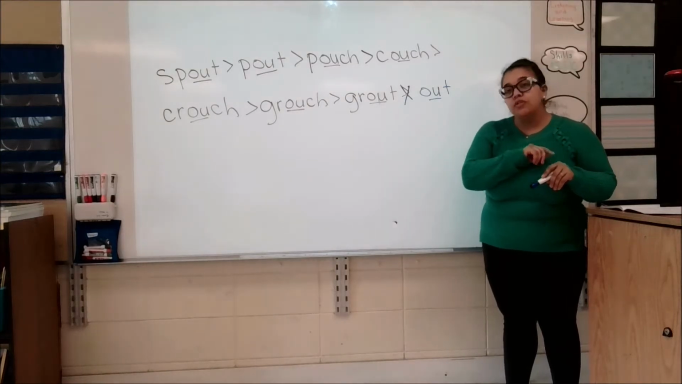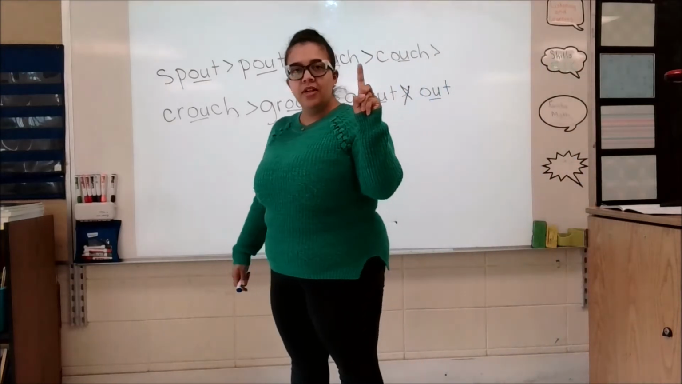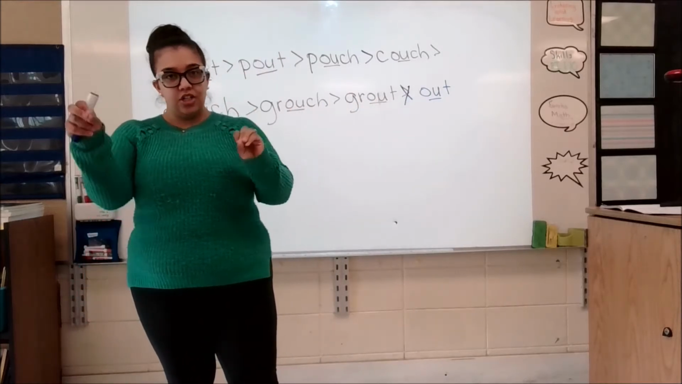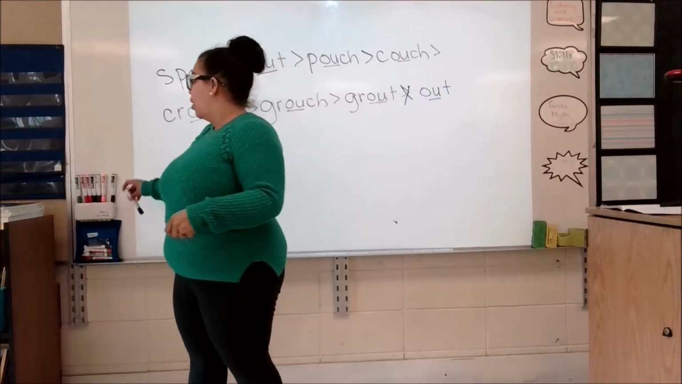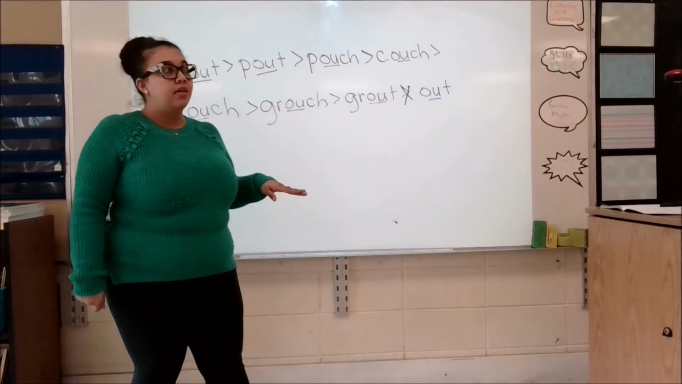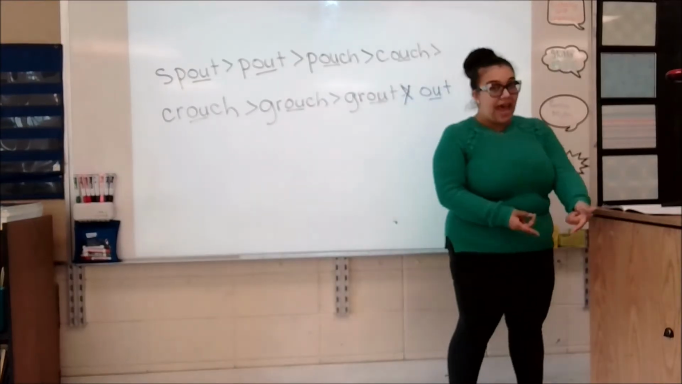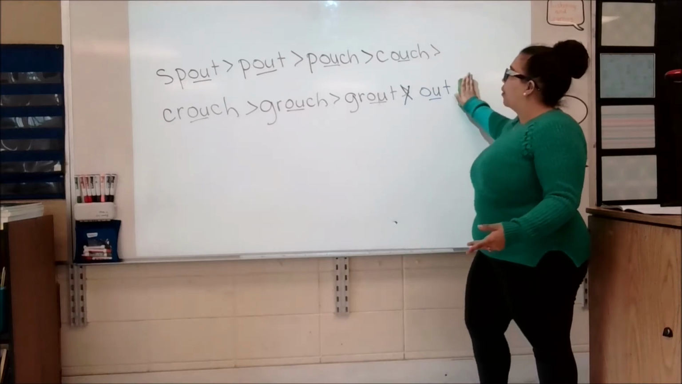I'm changing two sounds because gr is a blend. You can still hear the g. You can still hear the r. So if I'm going with changing one sound at a time, I can't go from grout to out. I could go from grout to route, but that's a whole different spelling. We don't know that spelling yet. So I can go from grout to route to out, but we don't know the spelling for route yet. So that's not going to work.